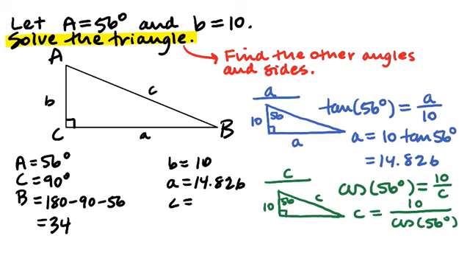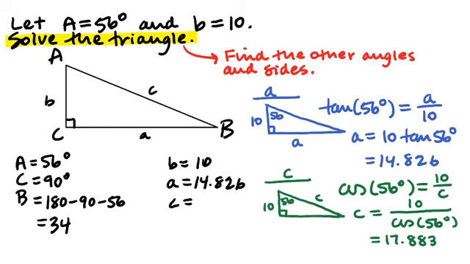10 over the cosine of 56 is going to be 17.883. But there is another way that we could find this 17.883. It's something we haven't talked about today, but it's something that's true for every right triangle. You could use the Pythagorean theorem.